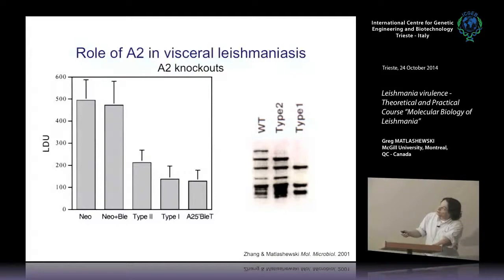As you start to remove A2, you remove the ability of Leishmania to survive in the liver. So this is an indication that these genes are expressed in amastigotes. They also appear to be needed for it to survive, because as you start to remove them, you remove the ability of the parasite to survive in the mouse. So this is a really powerful approach that we have in studying Leishmania genes.